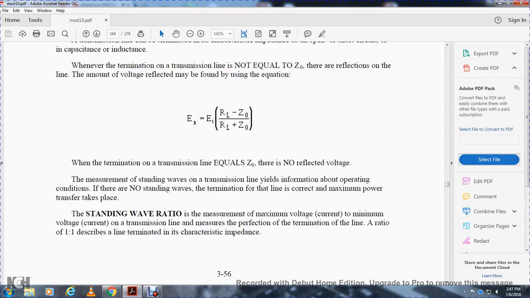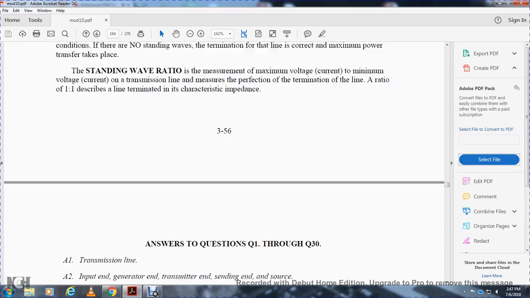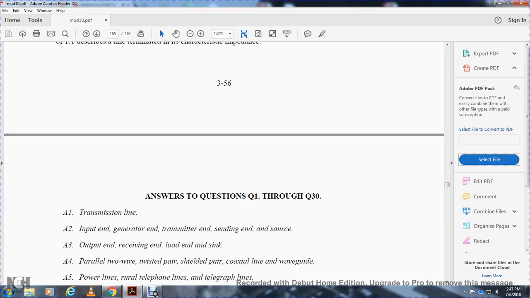The standing wave ratio is measured from the maximum voltage or current and the minimum voltage or current on the transmission line, as a measure of the perfection of the termination of the line. A ratio of 1 to 1 describes a line terminated with its characteristic impedance. And that was Chapter 3's summary.